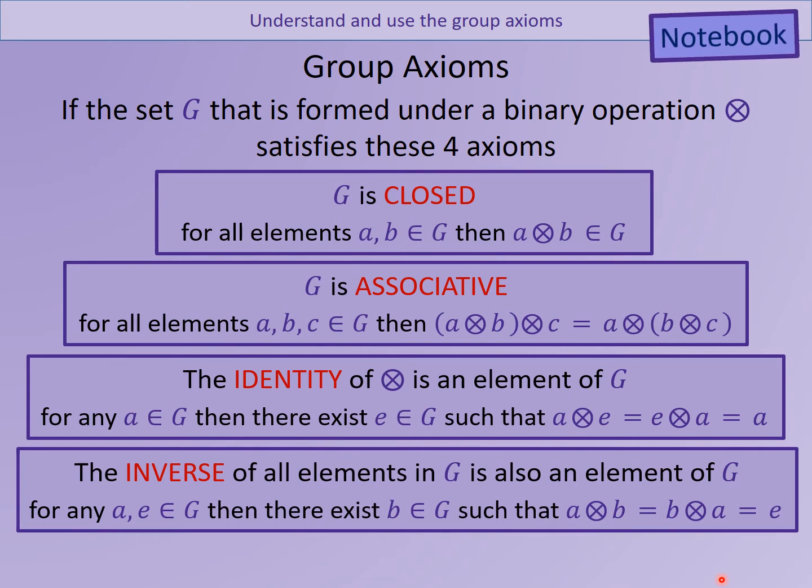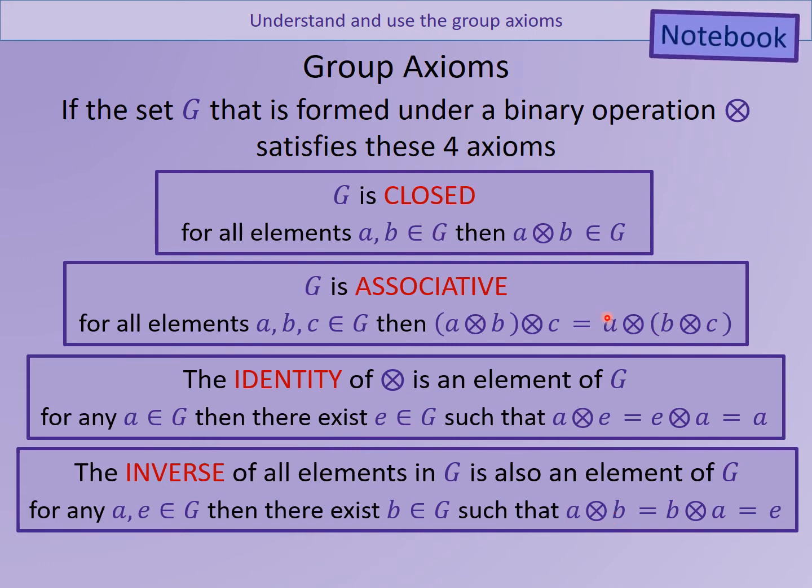And the last one is the inverse. So take any two numbers within the group, and they must fulfill this bit just here. If you've got an element in the group, because you've ticked that box, there must be another element within the set, so that A binary operation B is exactly the same as B binary operation A, which is exactly the same as the identity. Each number should have an inverse within the set itself.